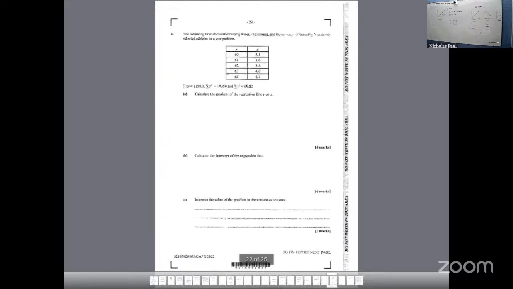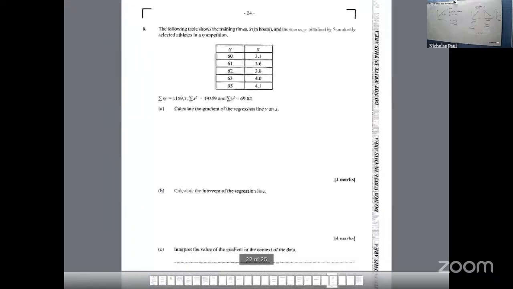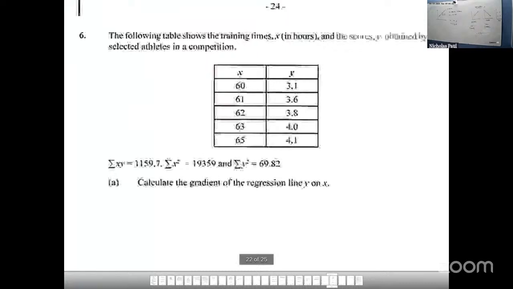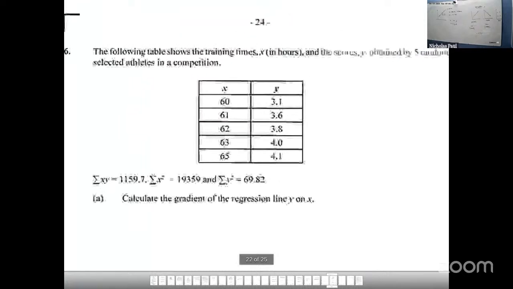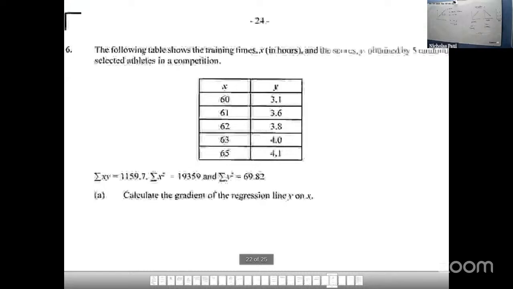All right, this copy is really blurry. Can we all read that? This is 2022. I know it's a little blurry, but the first part is to find the gradient. We didn't do this last day, right? Anybody who has the notes, check and see if we did this one. This is 2022 number 6. No, we didn't do it.